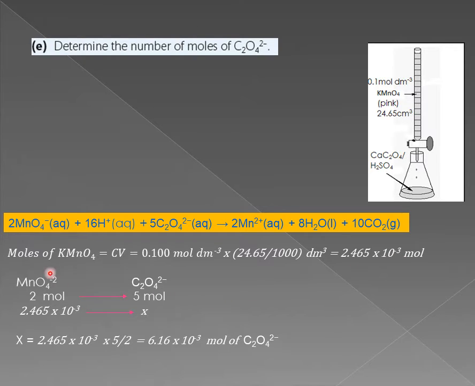So based on the equation, we have 2 mole permanganate reacting with 5 mole oxalate, and based on the calculation that we did, we used this number of moles of permanganate. So how many moles of oxalate will react in that case? So this times that divided by that. So cross multiplication. Again, this is unknown. In front of unknown, this one times 5 divided by 2. So it will give you 6.16 times 10 power minus 3 mole of oxalate.